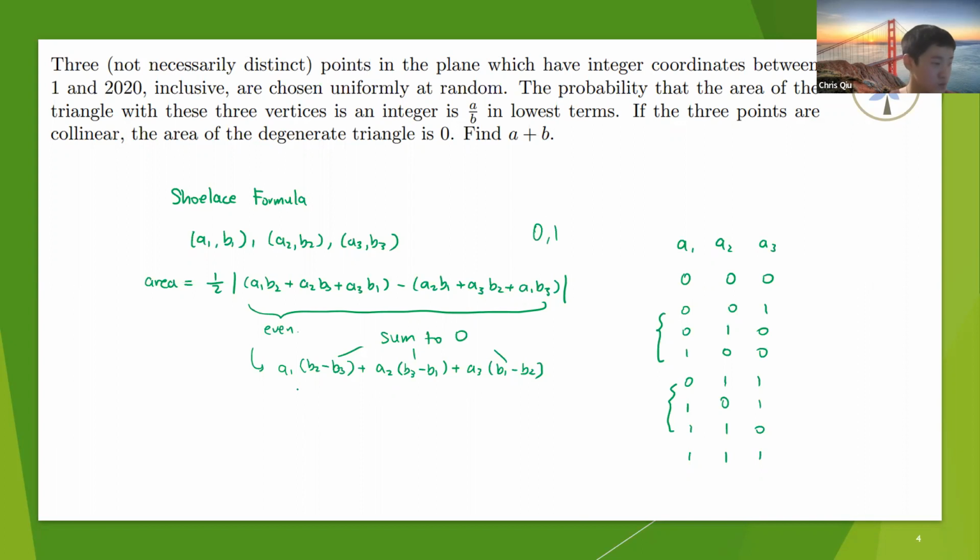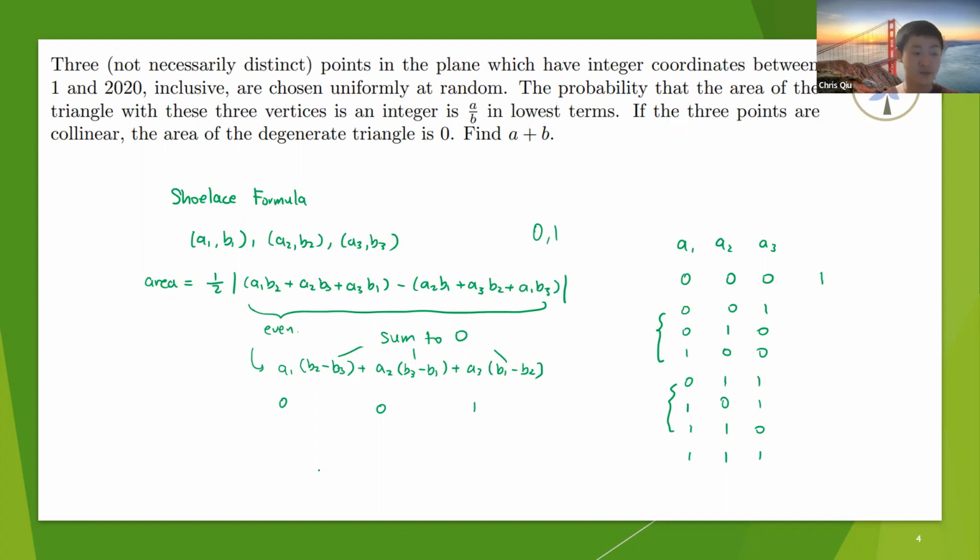And so we can notice that if a1, a2, and a3 are all 0, then this expression is just 0. And then, since 0 is even, this is always true. So the probability here is exactly 1. And let's move on to the next case now. If a1, a2, and a3 are 0, 0, and 1, what happens?